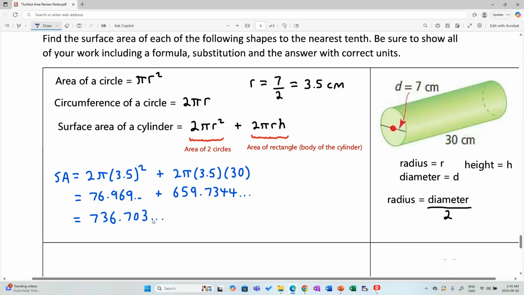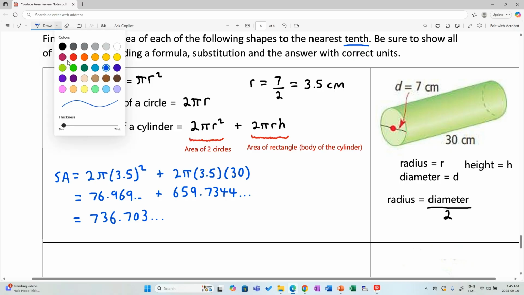Notice how I'm carrying all of my digits on the calculator with me. I don't round to the nearest tenth here until I get to my final answer. Now this is my final answer, so this is where I want to round to the nearest tenth.